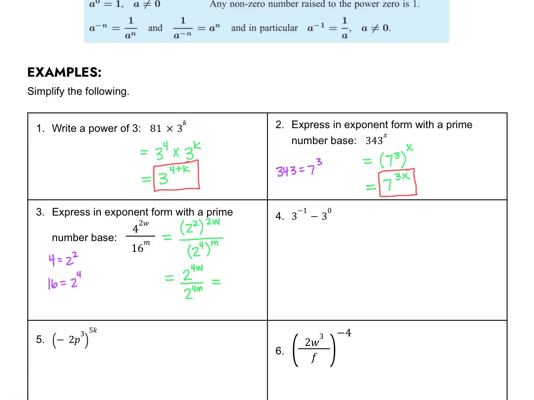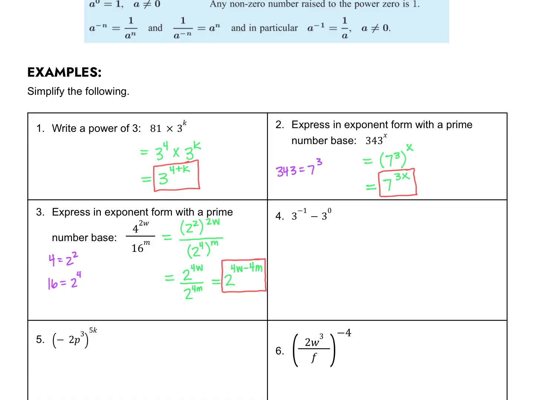Now remember, when you divide like bases, you keep the base and you subtract the exponents. So that means we're going to have 2 to the power of 4w minus 4m. So this is my expression written with a single prime base.